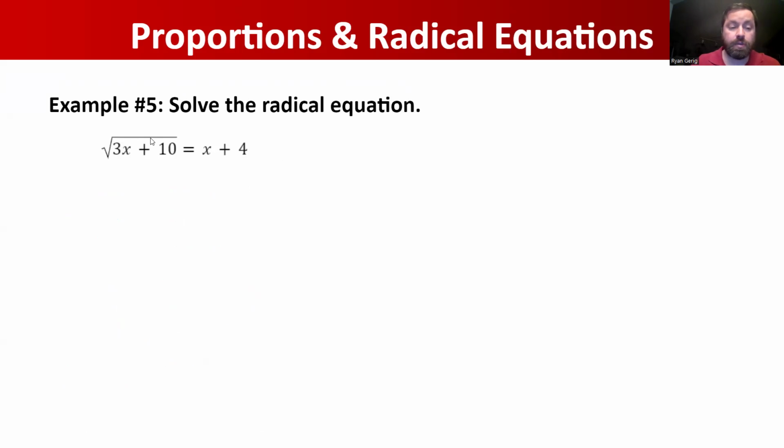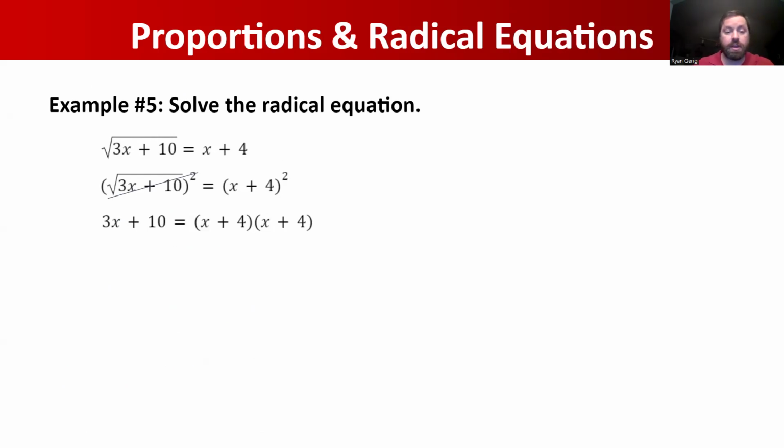So we want to get the radical out of here. Okay? How do we do that? We have to square both sides. The radical and the squared would then cancel. And that would leave me with 3x plus 10 with no radical anymore. But we have to do that on the other side too. We have to square the other side. Well, x plus 4 squared is x plus 4 times x plus 4, which again we FOIL. So x squared plus 4x plus 16. Combine like terms. You get 3x plus 10 equals x squared plus 8x plus 16.